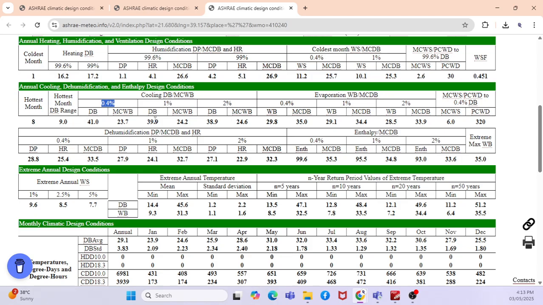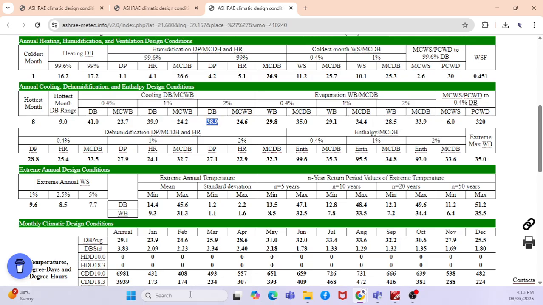In the 8760 hours of the whole year, for the frequency of 0.4 percent, the temperature may go up to, for example, 41 degrees Celsius. That means 0.4 percent of the time it may go above 41 degrees Celsius. And you may expect 1 percent at a lower value, and 2 percent of the whole year.